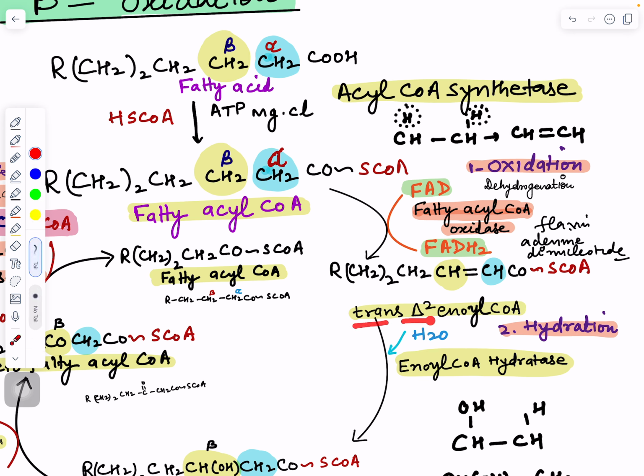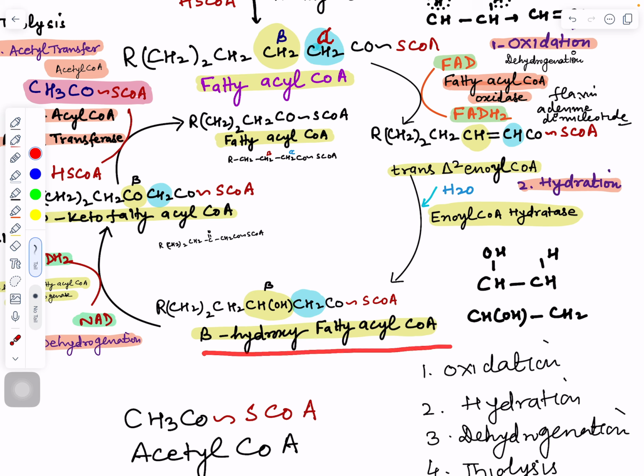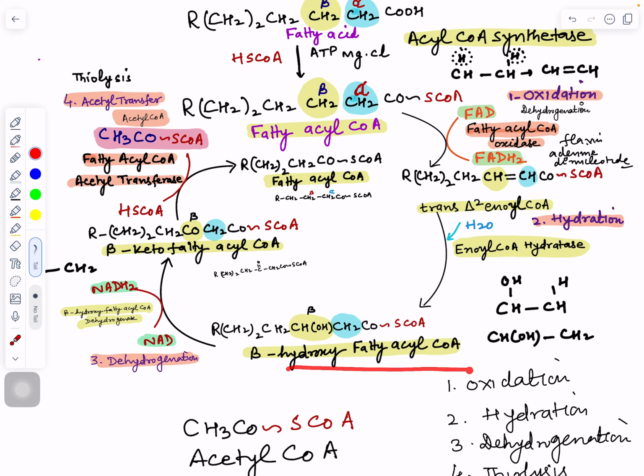Next step is hydration, right? I mean, water is being added. So the enzyme required is enoyl coenzyme A hydratase. Along this double bond, right? Here OH is being added and here H is being added. I've shown here how this is happening. So this will change into beta hydroxy fatty acyl coenzyme A. Now this is coenzyme A, this is CH2, here H is added and here OH is added, right? So this is called beta hydroxy. I mean, at the beta position a hydroxyl group is there.